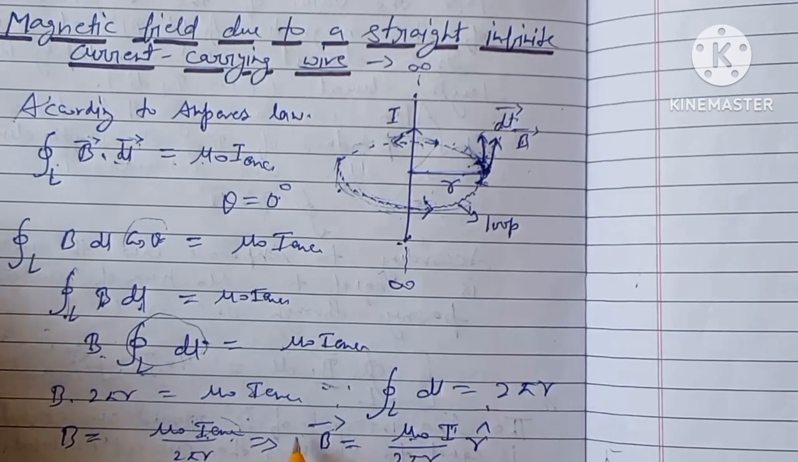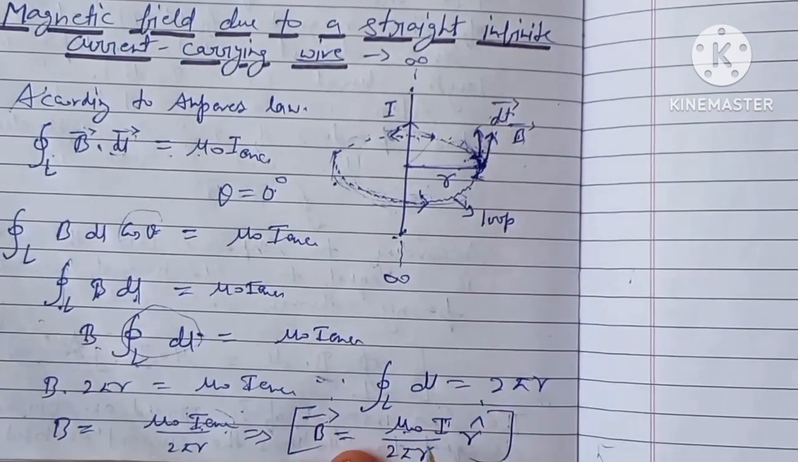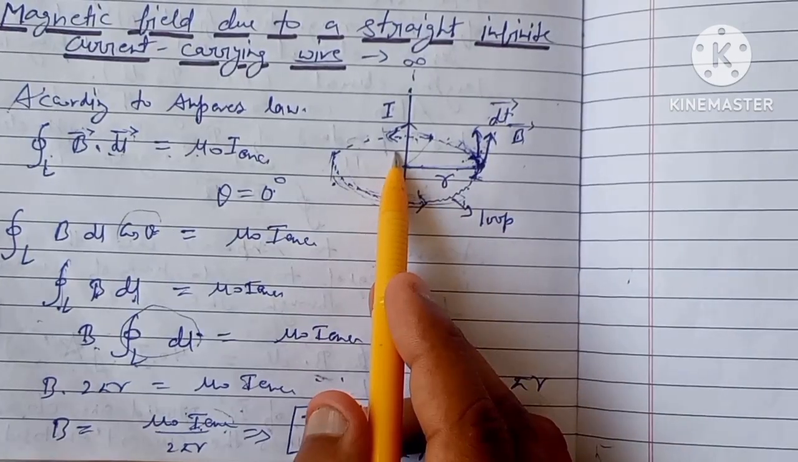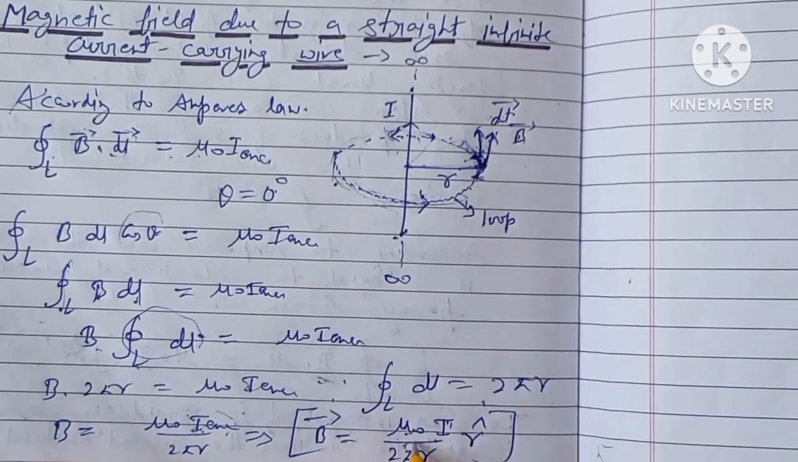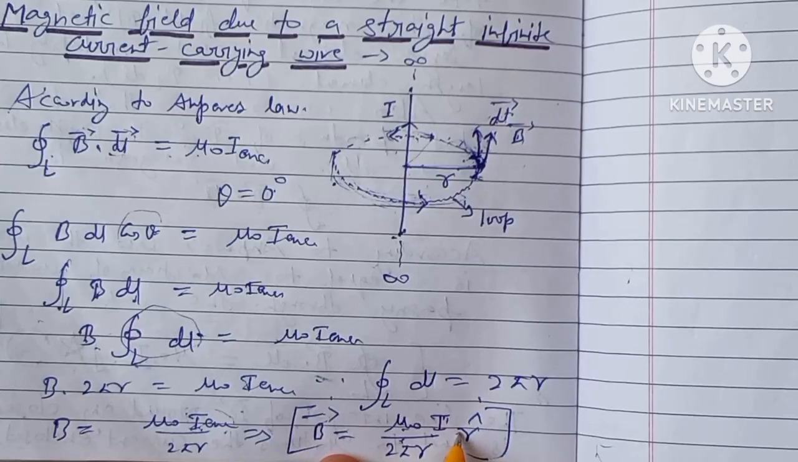So this is the expression for the magnetic field due to a straight current carrying wire. This is a very important relation. We will use this relation in our numerical problems, so keep it in your mind.